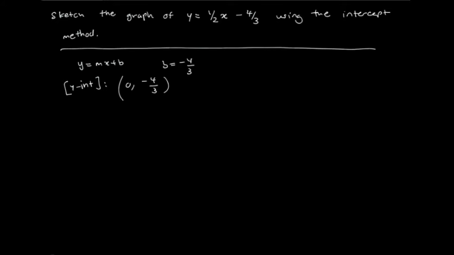So the only thing we really have to do here is find the x-intercept. So if I'm finding the x-intercept, we know that this is where the graph hits the x-axis and y is equal to 0.